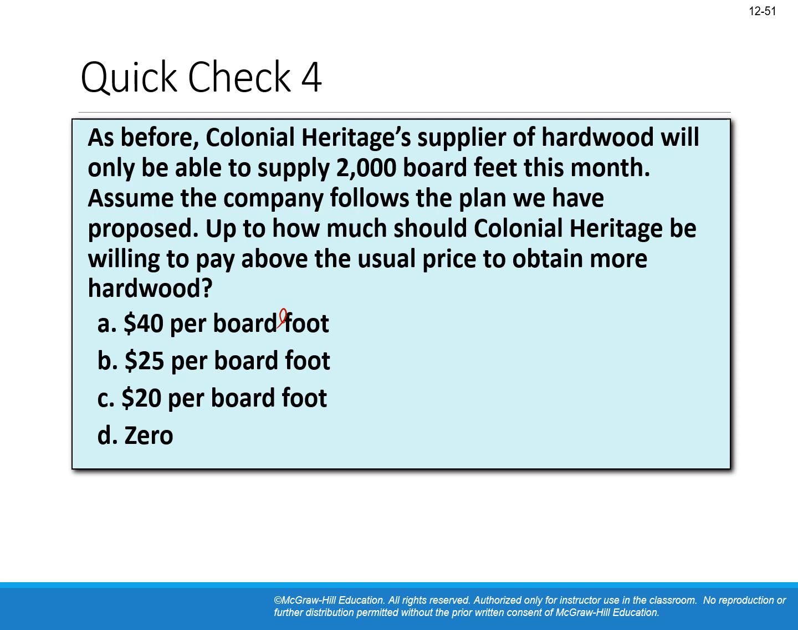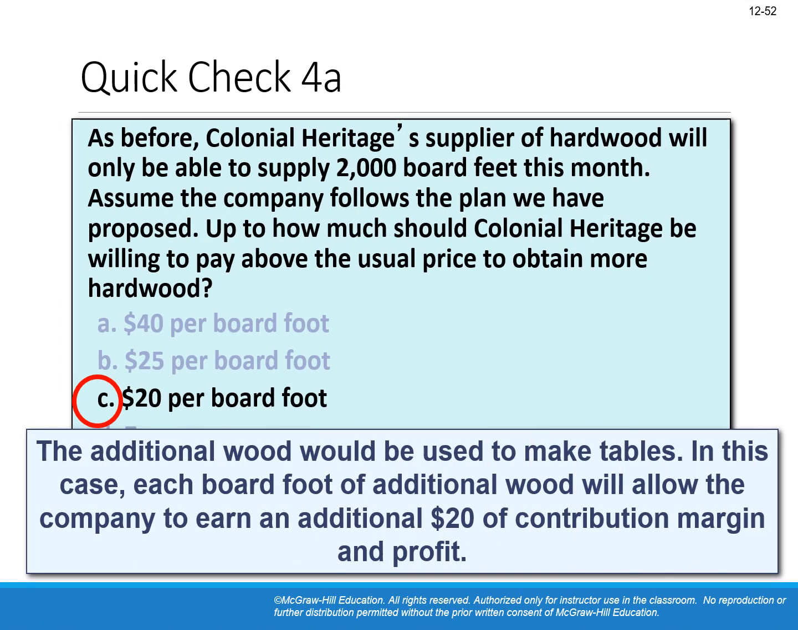The maximum should be the CM of tables per 1 foot, right? Which was $20. Exactly. So it's the unit CM divided by board feet or foot of wood. It's the same.